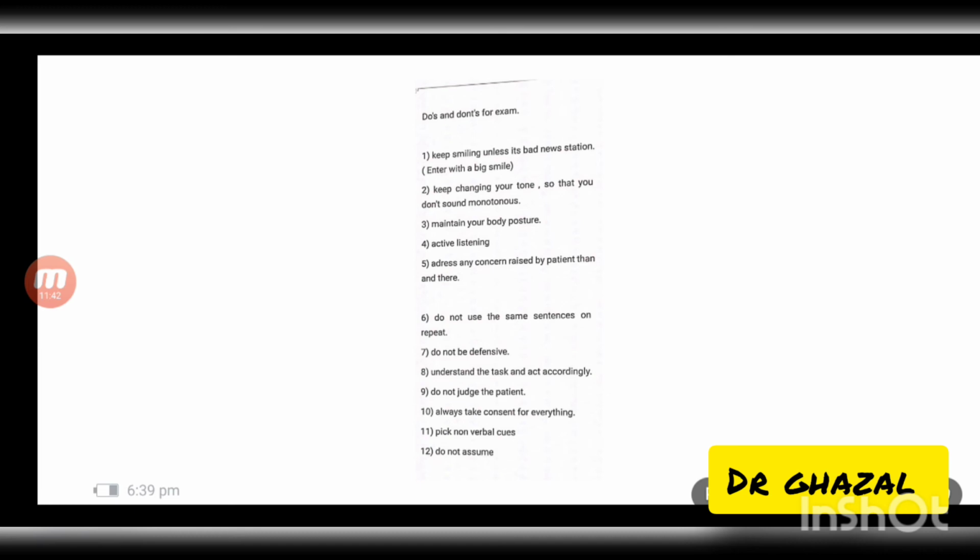And then, understand the task and act accordingly. Before entering the station where you will have 8 minutes, you will read the scenario outside the cubicle, and you will have 90 seconds to prepare yourself after reading the scenario. So this is the golden time where you need to read the scenario at least 3 times and then understand the task, that is, what kind of station it is.